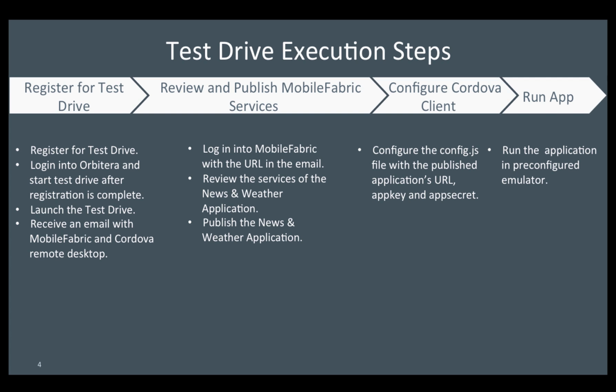Once the application is published, the app key, the app secret, and the application URL will need to be noted, as these are going to be needed to configure the client-side application. Once the service has been successfully published, the next step involves a configuration of the Cordova client application. The Cordova client application will have to be configured to have the app key, app secret, and the application URL in the config.js file. This is the only configuration that is needed on the client side of the Cordova app in this test drive. Once the client app is configured, it can be run in a pre-configured emulator.